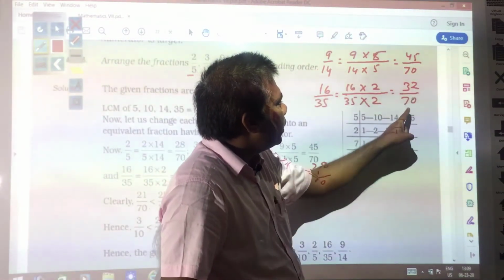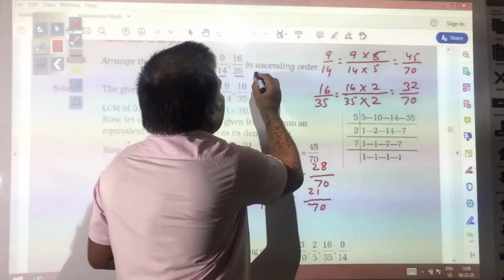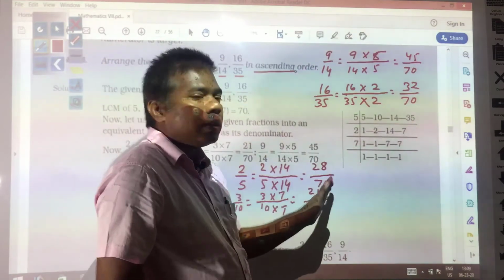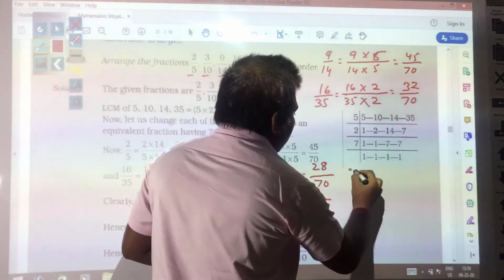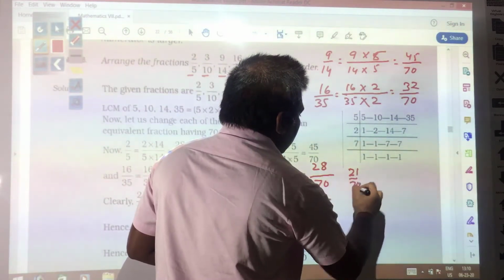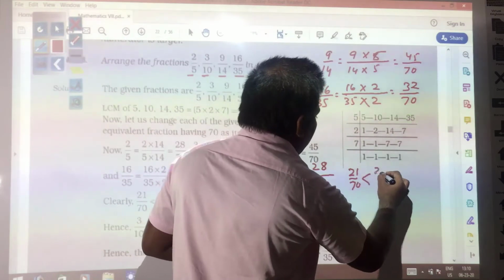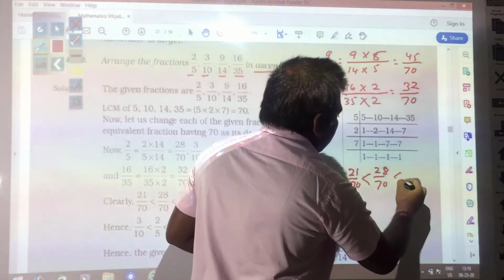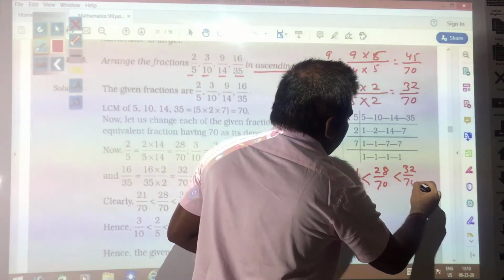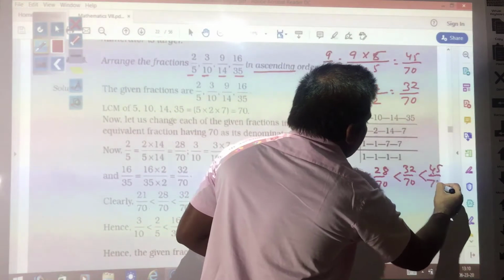Now you see these numbers you have got: 28 by 70, 21 by 70, 45 by 70, 32 by 70. Now you arrange these, because you need to arrange them in ascending order. So start with the smallest number. The smallest number you have is 21 by 70. This one is the smallest, and then you have 28 by 70, and then you have 32 by 70, and last you have the greatest number, that is 45 by 70.